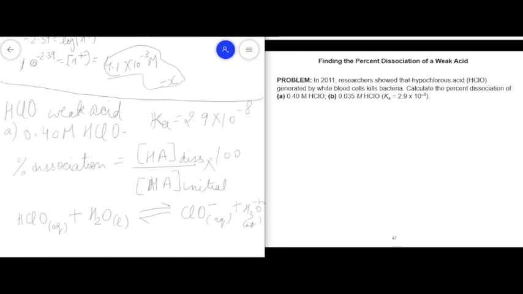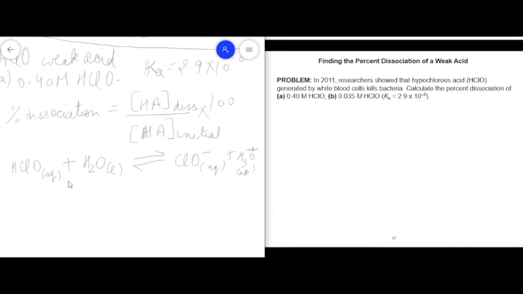aqueous. So if you would not include the water, in this case, the reaction will essentially be HClO changes to ClO minus plus H plus. That would do as well. But including the water is helpful and it's a good habit.